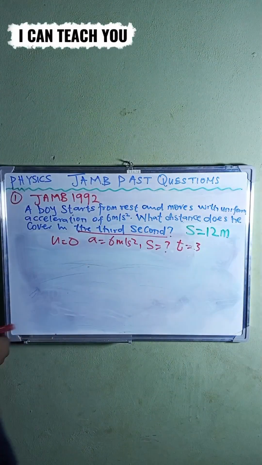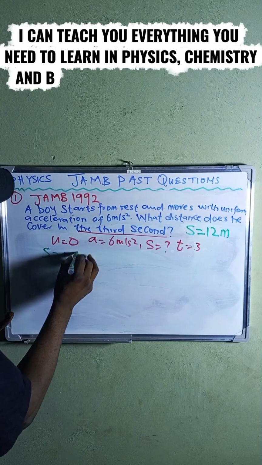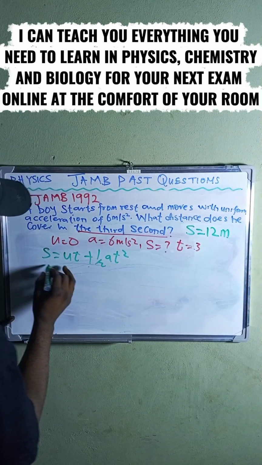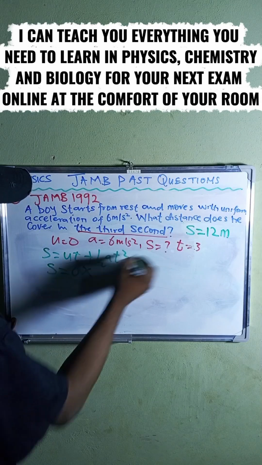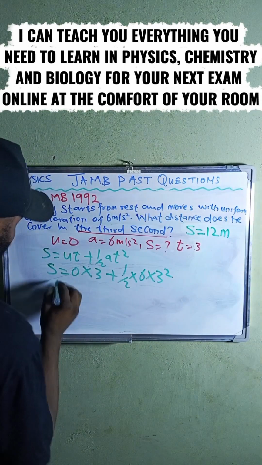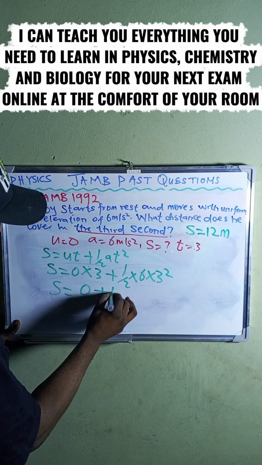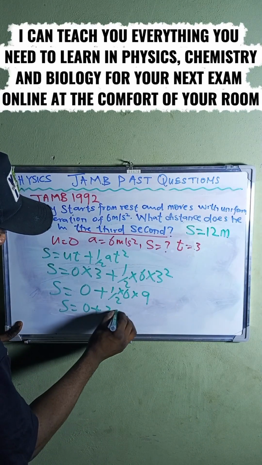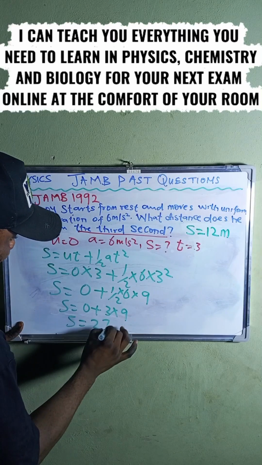So we are still going to use the same formula, which is s equals ut plus half at squared. But this time we are calculating for the third second. So now s equals 0 times t, which is 3, plus half times 6 times 3 squared. So I have s equals 0 times 3 is 0, plus half of 6 times 9. So s now equals 0 plus 3 times 9. So s equals 27 meters.